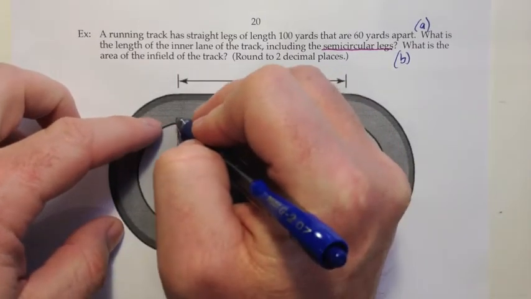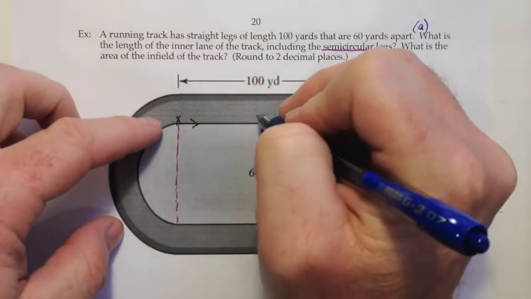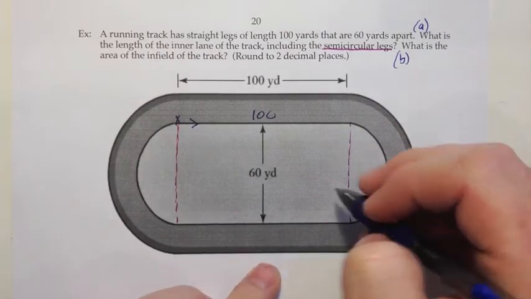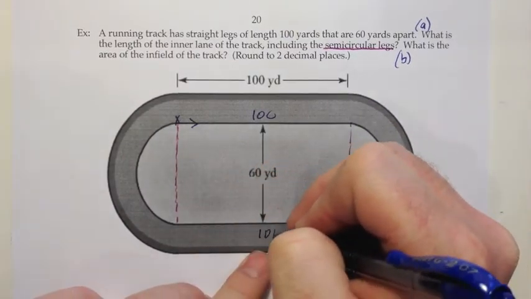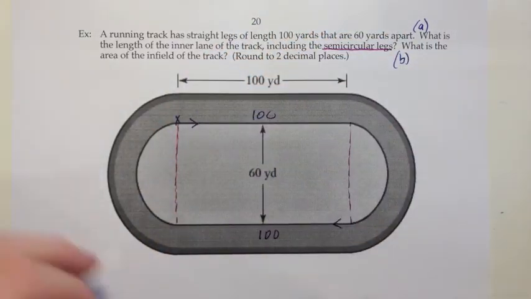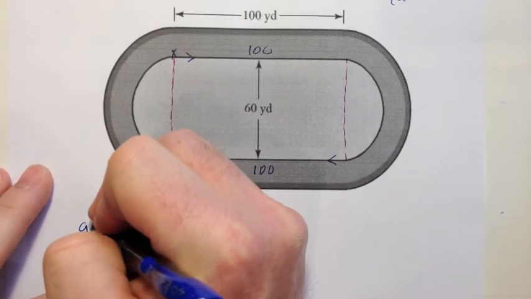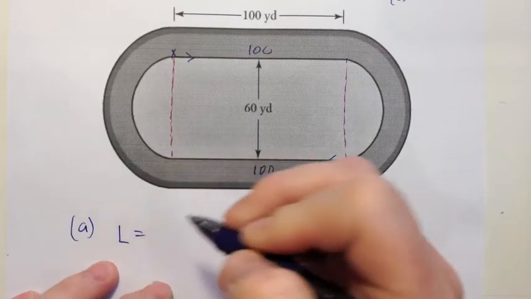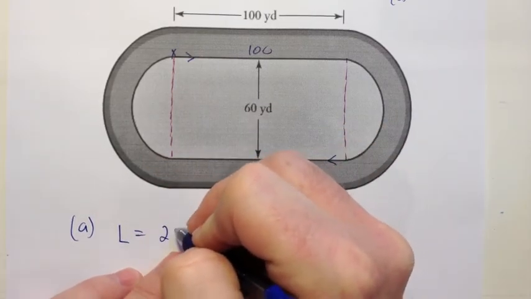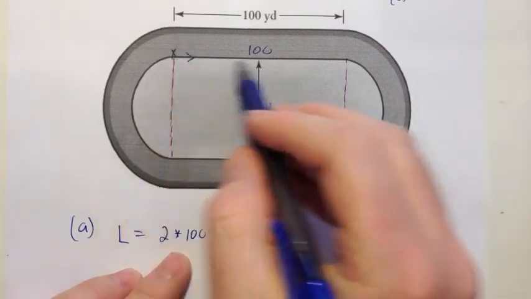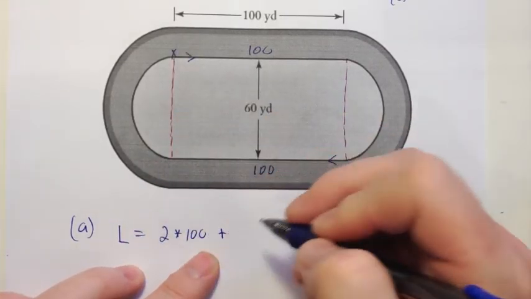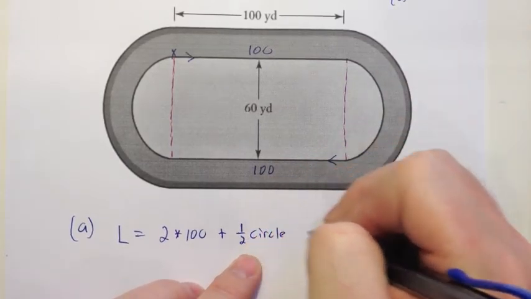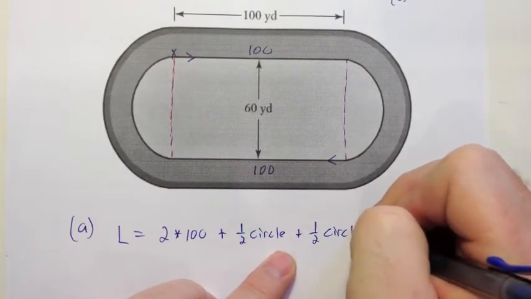So if we were to run around this, we would run how far? Let's say we started here and then started running this way. Well, we would run 100 yards right here, and then we'd go around half a circle, and then we would be running this way now, and we'd go another 100 yards and then another half circle. So if I'm looking at part A, how far did I run? They just said what is the length, so I'll use an L for that. The length would be 2 times 100, because I'm running 100 across here and then 100 here, plus half a circle here, and then plus another half a circle on the other side.